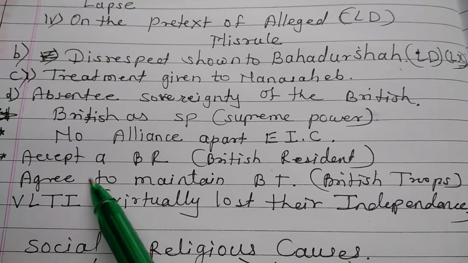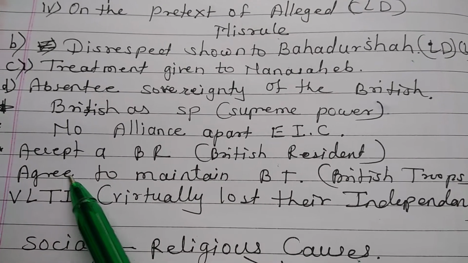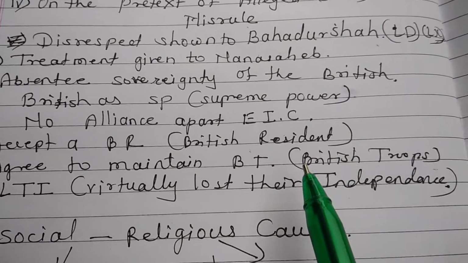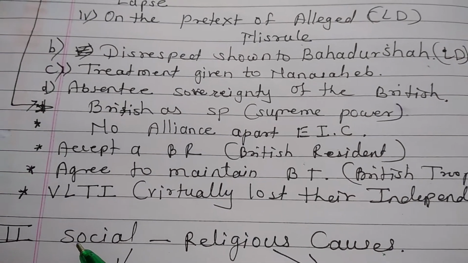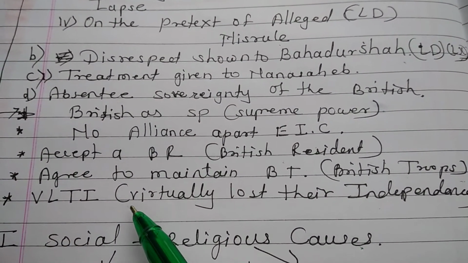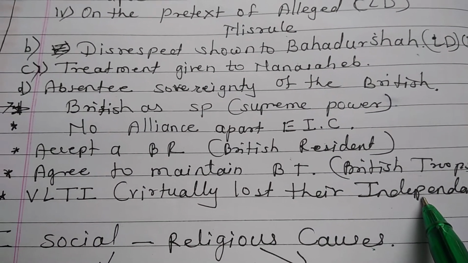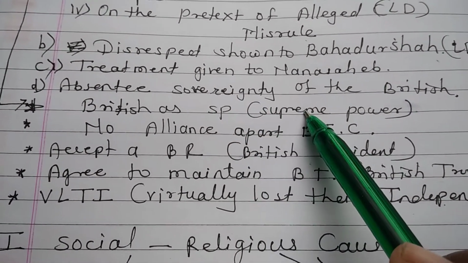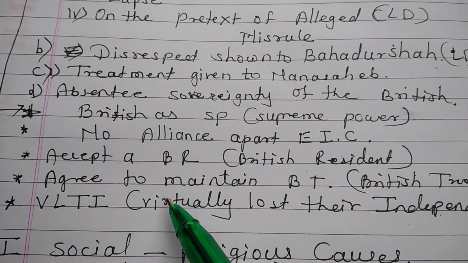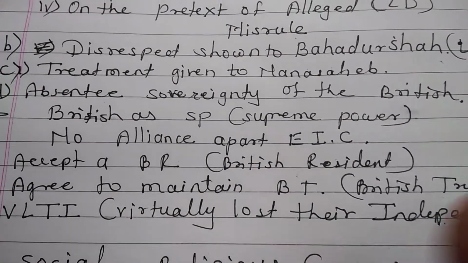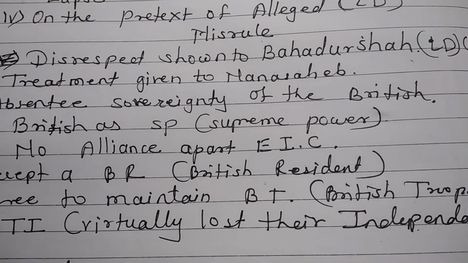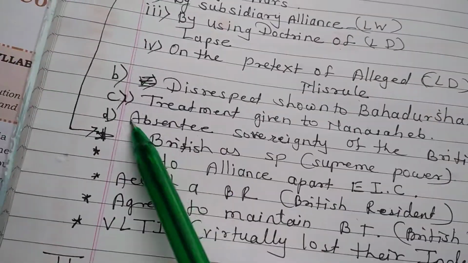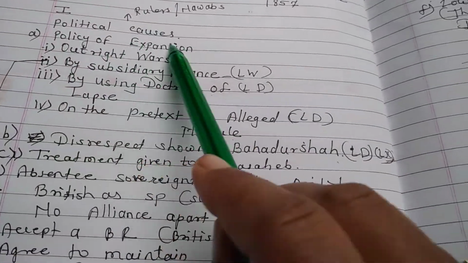In that, the rulers agreed to maintain British troops, meaning they were ready to follow the British army. Then slowly they virtually lost their independence, because they themselves surrendered to the British East India Company, and the British started to behave like a wild snake, to swallow the Indian empires. That is what we have studied in political causes in short.